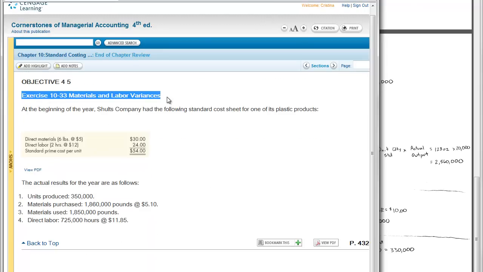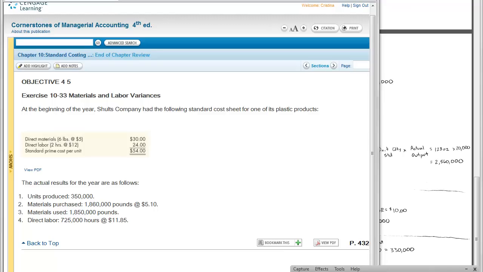Exercise 10-33 takes a look at both material and labor variances. This is another really good example if you need some extra practice on these problems. So if you are feeling like you're not quite comfortable with these yet, go ahead and work through 10-33, and we can talk about this in class next time that we meet.